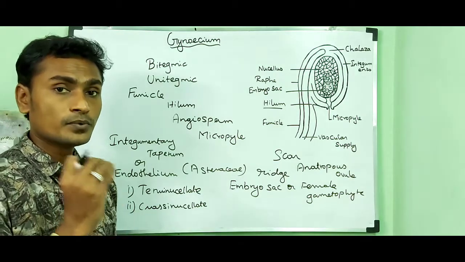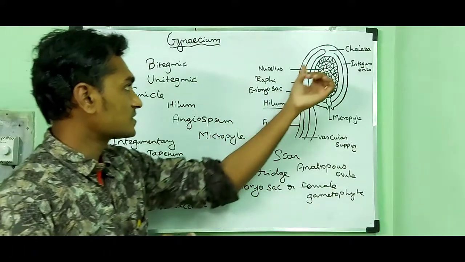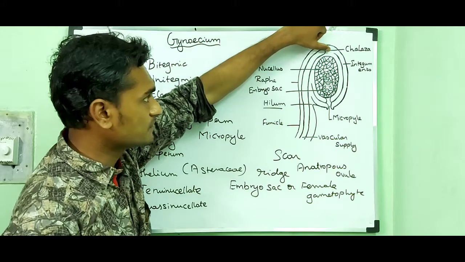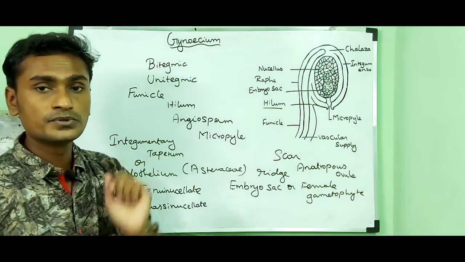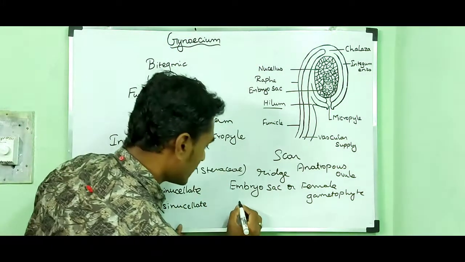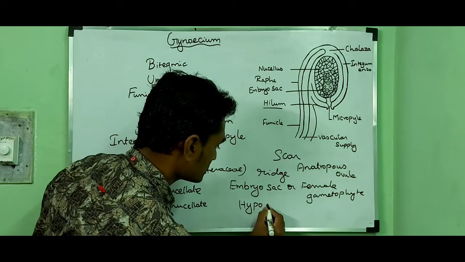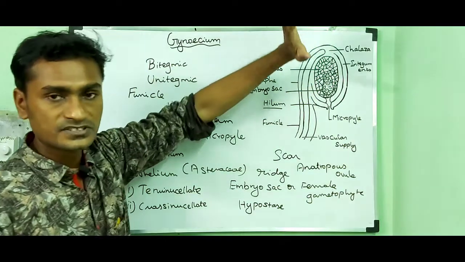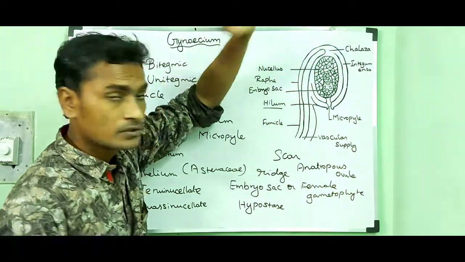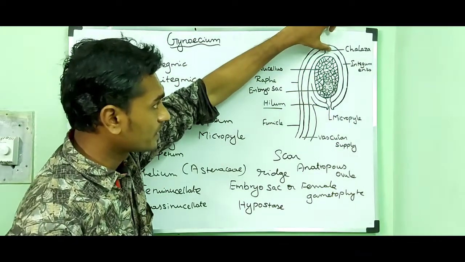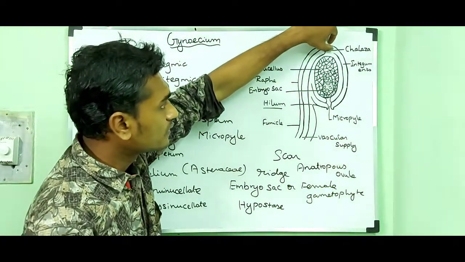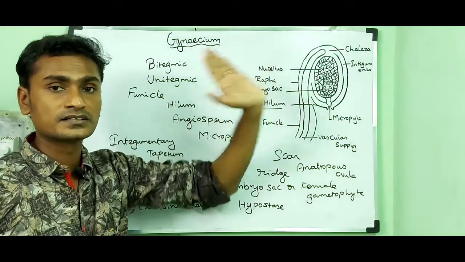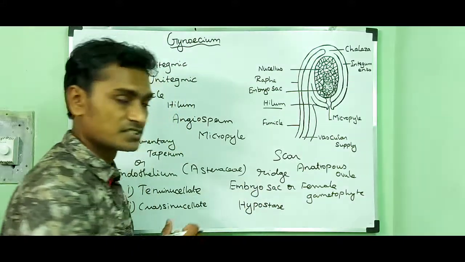Then the group of cells at the base of the ovule, present between the chalaza and the embryo sac, is called the hypostase.